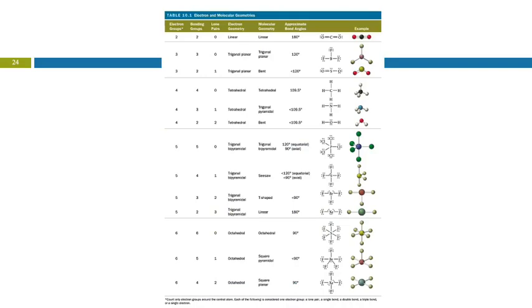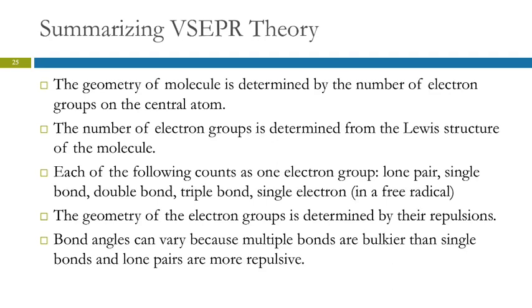So here's a table from your book, which can be useful to refer to, but I don't think this is a good way to know how to predict electron and molecular geometries. But it's a good summary, and it's got some nice pictures in it. So, summary of VSEPR theory. The geometry is determined by the number of electron groups. And we get those electron groups by looking at the Lewis structures. So if you're still iffy on Lewis structures, we need to work on that first, because VSEPR theory depends on Lewis structures.